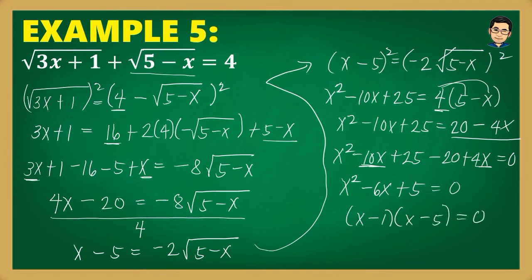So, let's check. Negative 1 times negative 5 is positive 5. Negative 1 plus negative 5 is negative 6. So, that is correct. And then, we equate each factor to 0. So, x minus 1 is equal to 0, and x minus 5 is equal to 0. Then, x minus 1 equals 0 gives x equals 1. And x minus 5 equals 0 becomes x is equal to 5. So, those are the solutions of our equation.